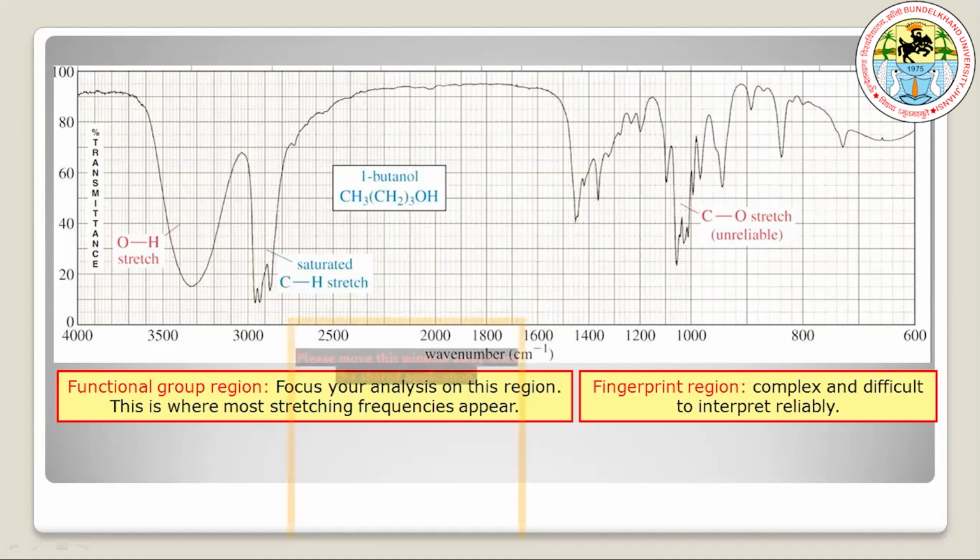So whenever you would like to find out the functional group in your molecule, you see the peaks related to the functional group region. Whenever you would like to analyze the identity of your compound, you will look in the fingerprint region.